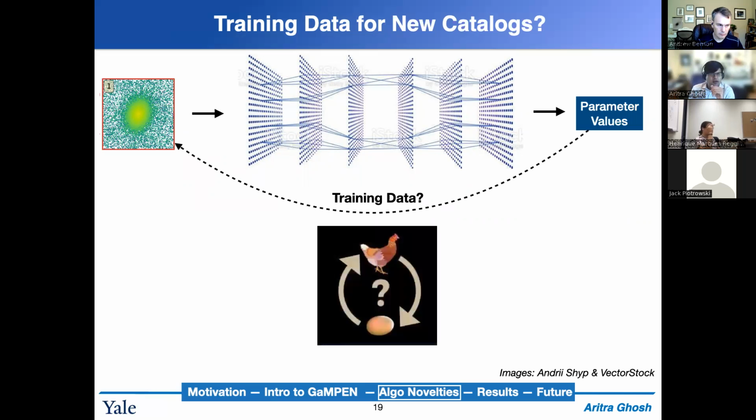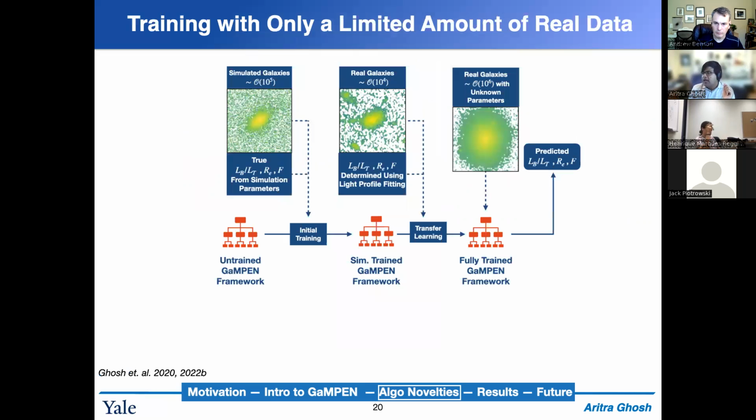But if you are using a CNN to come up with parameter values, how do you get your training data? If it's a new survey where the galaxies have not been looked at before, you kind of get stuck in this chicken and egg problem. So what we do to overcome this problem is something we have been doing for the past few years.